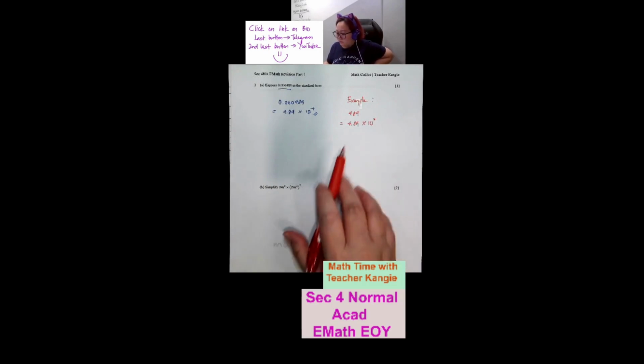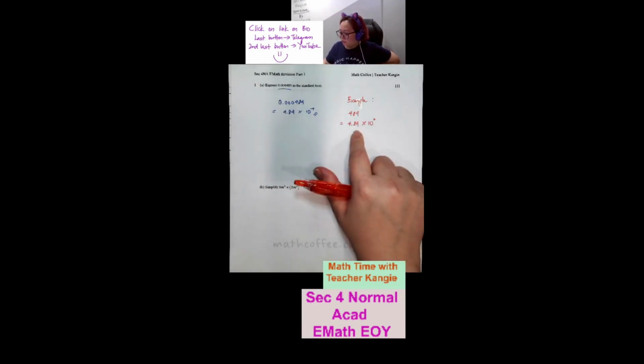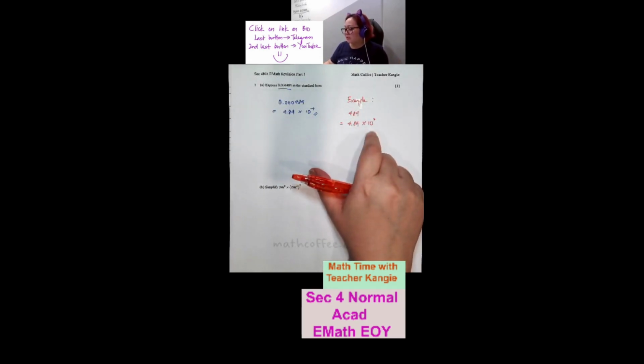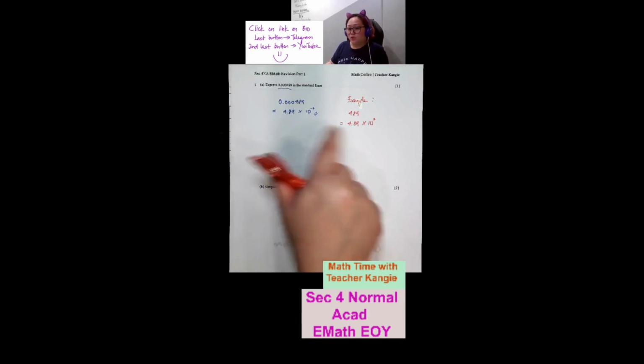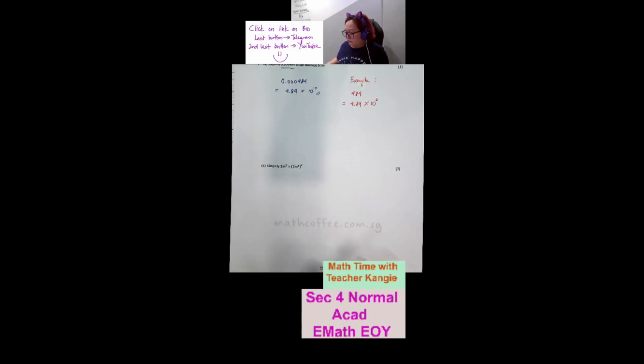Okay, so 4.89 multiplied by 10 to the power of 2. This is as another example. So this is like big number becomes small, so this side must become bigger. So you can see that the power is positive. Okay, so this is 2 examples. Now let's move on to the next one.